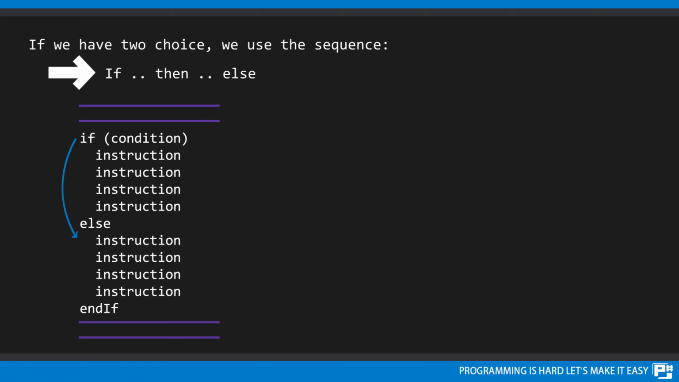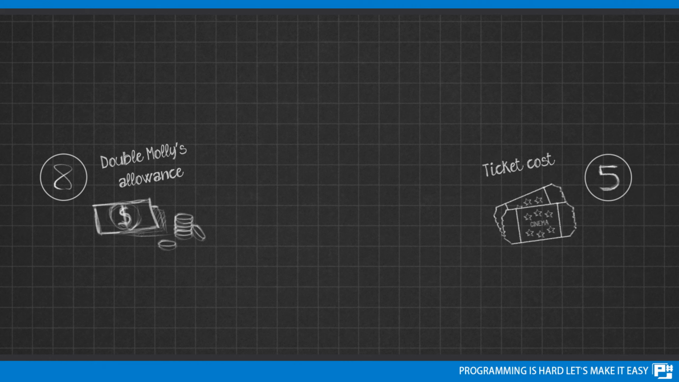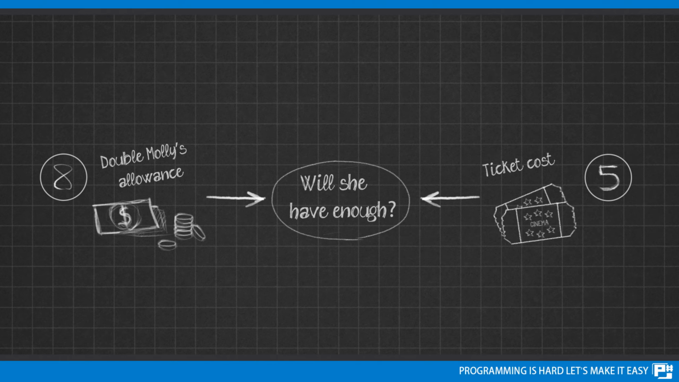If the condition is false, only the second set is executed. In this situation, compared to the normal if statement, you're forced to execute one and only one of the two blocks of instructions. Molly's happy. She got a good grade and doubled her allowance. Now she wants to go to the movies. A ticket to the movies costs $5. Will she have enough? Let's write this down.